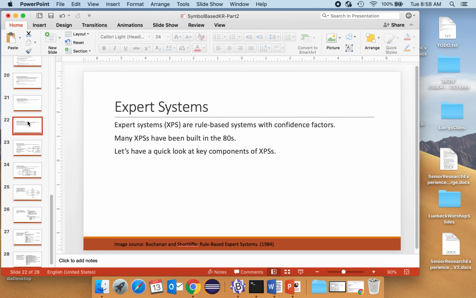So let's have a look at expert systems, which were very popular in the 80s, and which are rule-based systems with confidence factors. They developed an algebra, which we have seen a moment ago, about combining confidence factors. So I think expert systems are going to come back, but in a different form.